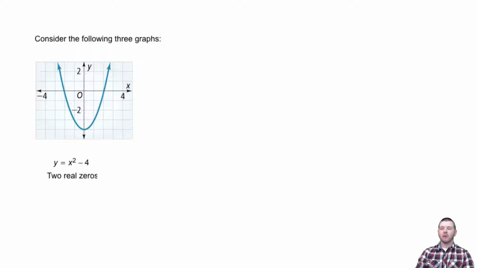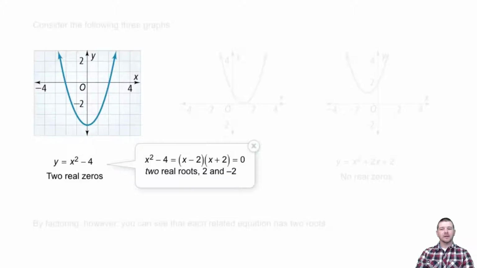First, on the left, y equals x to the fourth power minus 4. It has two real zeros. Note that x squared minus 4 can be rewritten as x minus 2 times x plus 2. Setting that equal to 0 reveals the two real roots, 2 and negative 2.